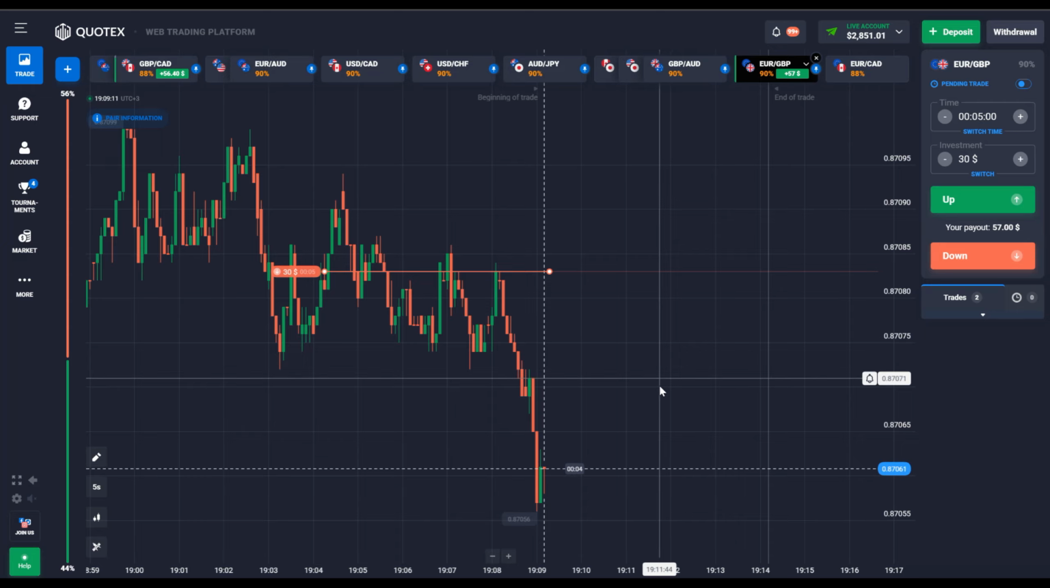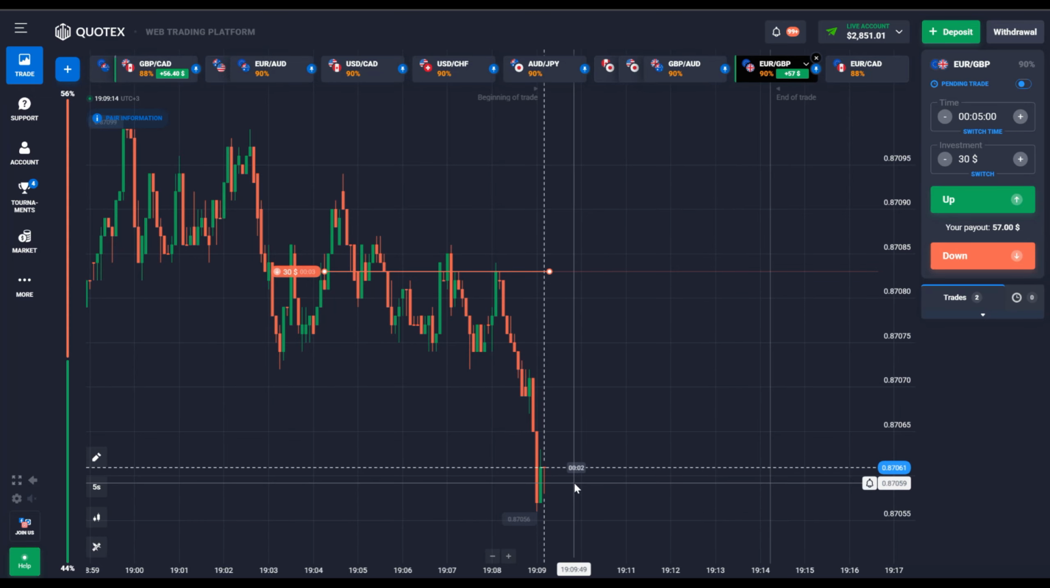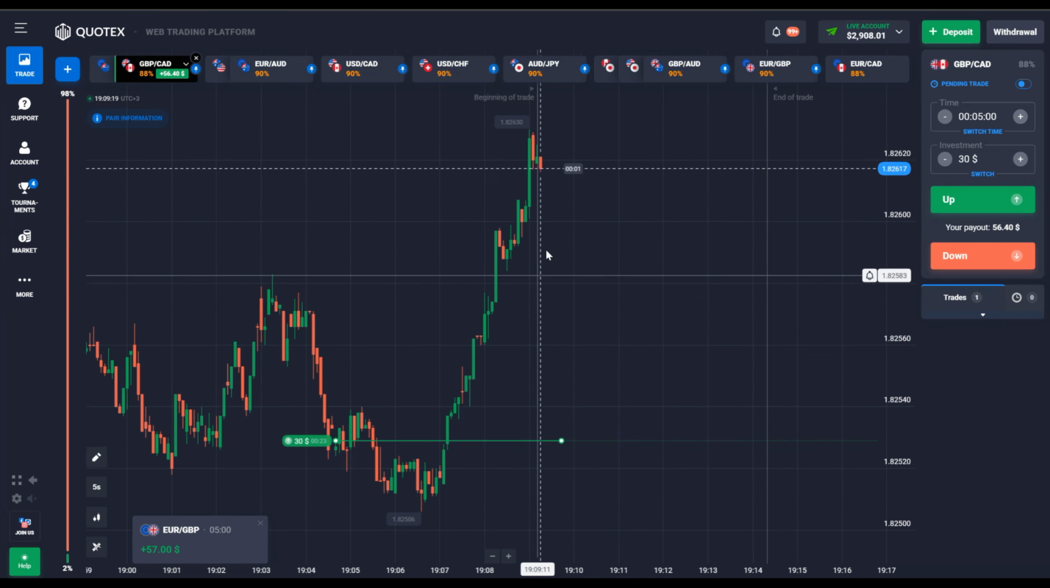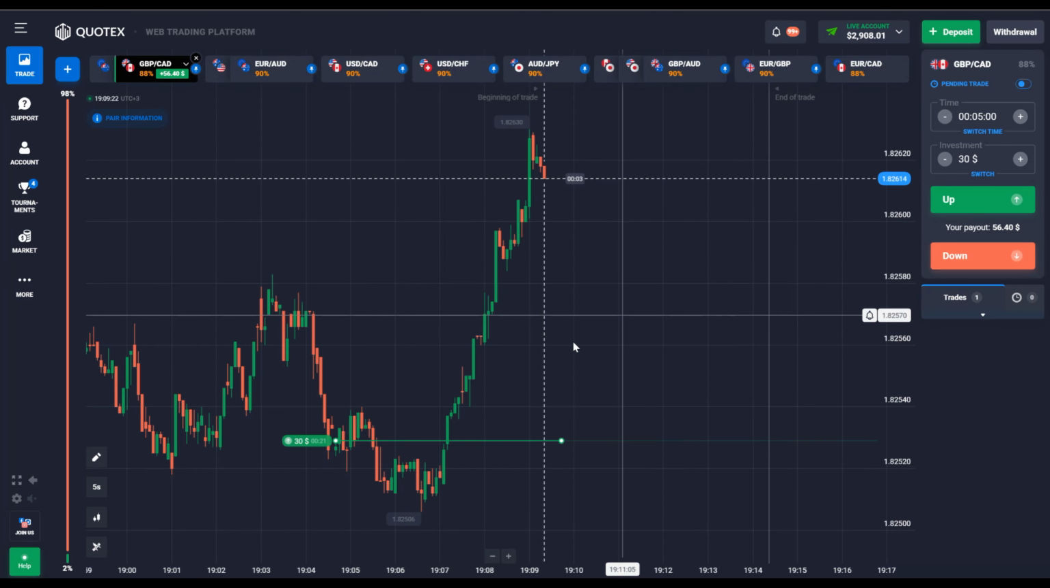Euro British pound will close in the green in 5 seconds. Everything's fine here, the price is falling. And the British pound Canadian dollar trade remains, but that's fine too. The price has gone up nicely here. The trade will be profitable.